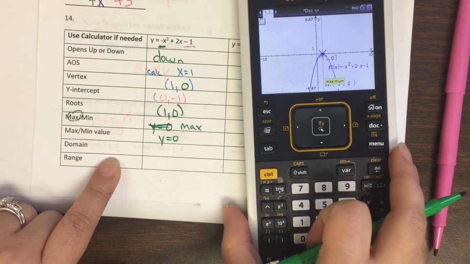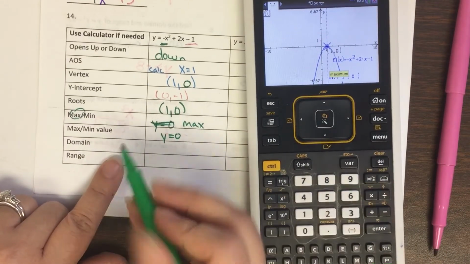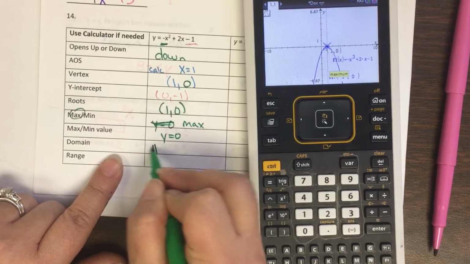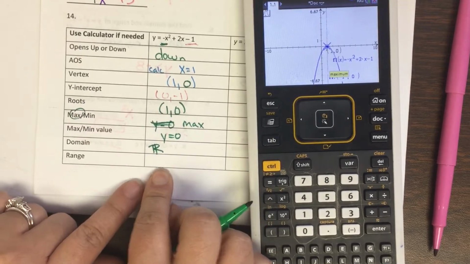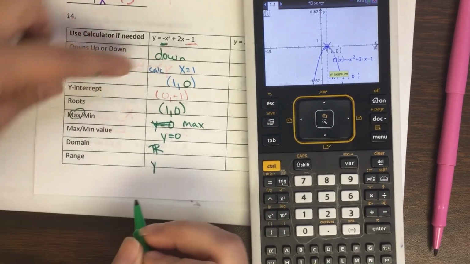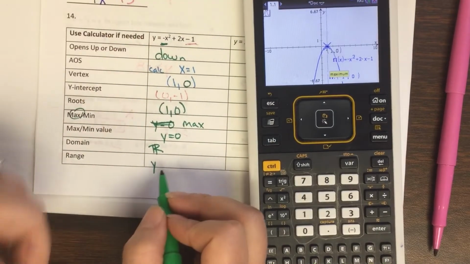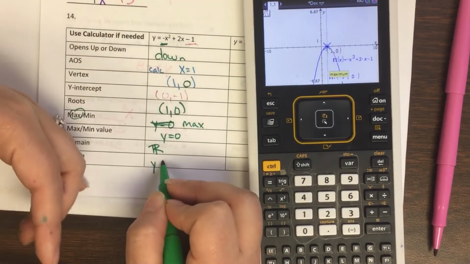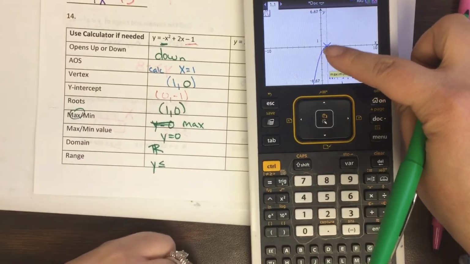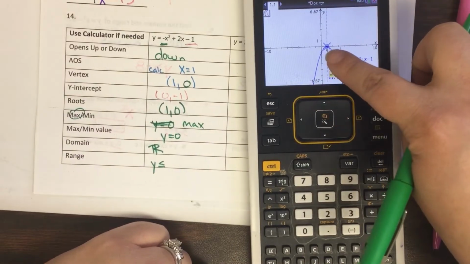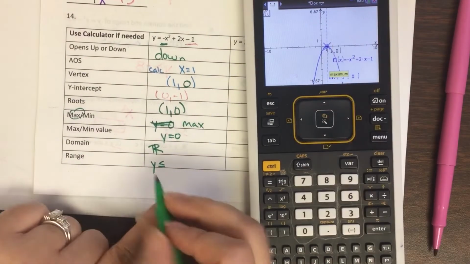Domain for all of these quadratics, as long as they're not a word problem, is going to be all real numbers. And then the range, if it's opening downwards, that means it's got the less than or equal to, all my y values are going to be less than or equal to my maximum value of 0.